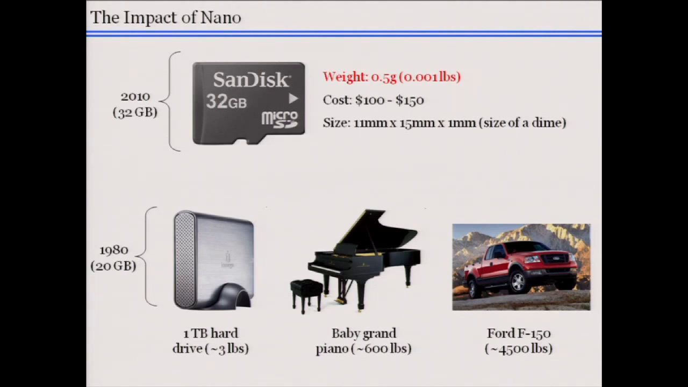So how much do you think 20 gig storage weighed in 1980, given that in 2010, the SanDisk only weighs about 1/1000th of a pound? I made the test a little bit easier. It's multiple choice. So you get to choose if it weighed about as much as a 1 terabyte hard drive does today, so on the order of 3 pounds, or if 20 gigs weighed as much as a baby grand piano, about 600 pounds, or if it weighed as much as a Ford F-150, so about 4,500 pounds.